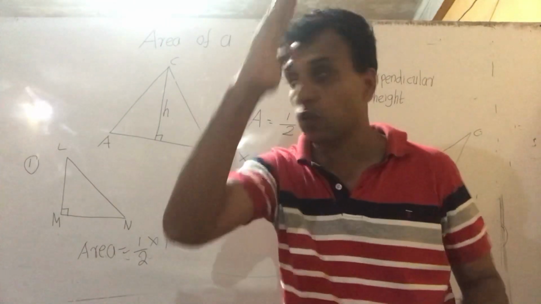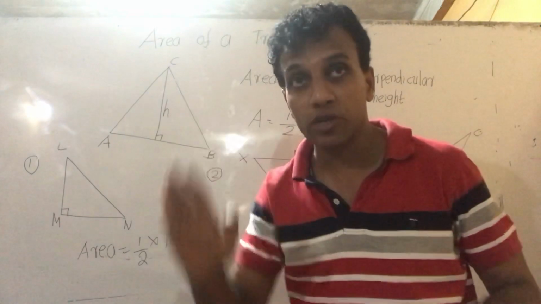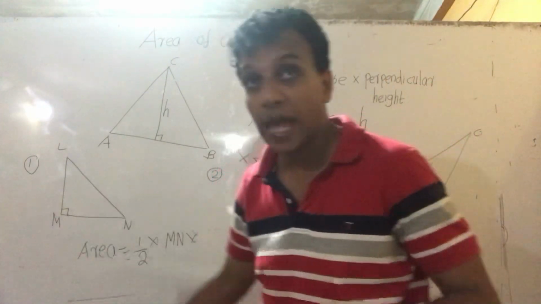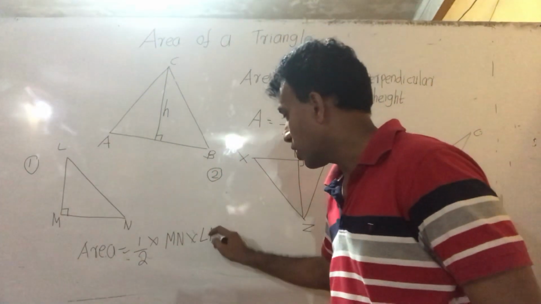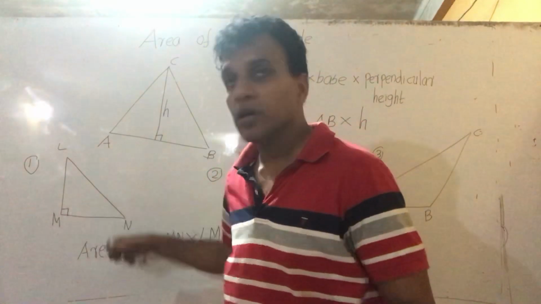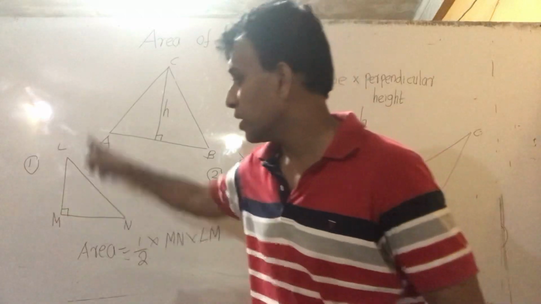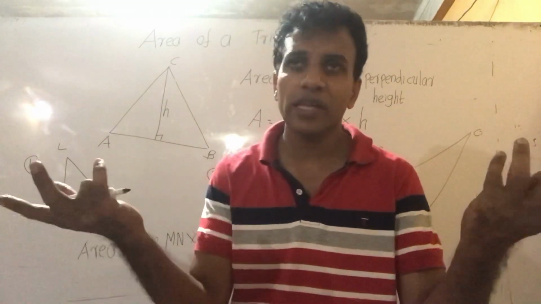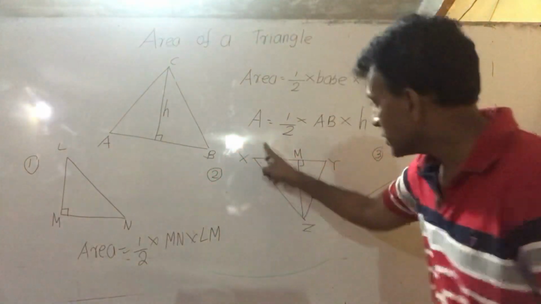The base and its height go together. So here it is LM, okay? Half into base into height. In the calculation they will give MN as 5 centimeters, LM as 8 centimeters. Find that in your calculation.